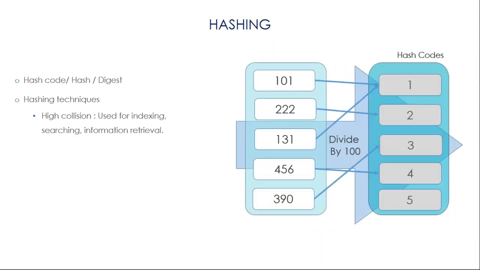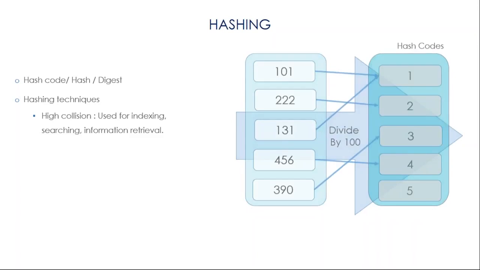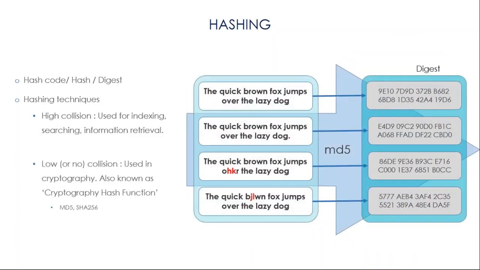So in hashing, there's the notion of a hash code. These are algorithms that are applied to data that create a result that is representative of the data that was created. Hashing techniques, of course, are used to avoid high collisions and used for indexing, searching, and information retrieval. Low or no collision using cryptography, also known as a hash function, is what blockchain is based on.